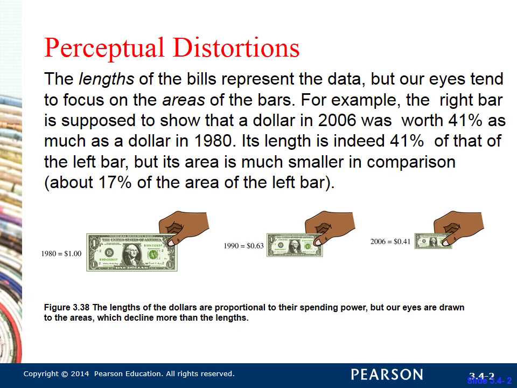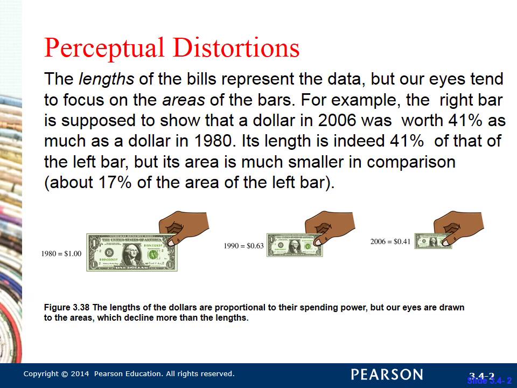All right, so the lengths of the bills actually are supposed to represent the data, how long it is, but our eyes tend to focus on the area because it's a two-dimensional object. That dollar bill is a length times a width. So for example, the bill on the right is supposed to show that a dollar in 2006 is worth 41% as much as the dollar in 1980. Well, if you measured its length, that really is a little less than half, but when you compare it to the whole dollar bill, it's about 17% or closer to an eighth.